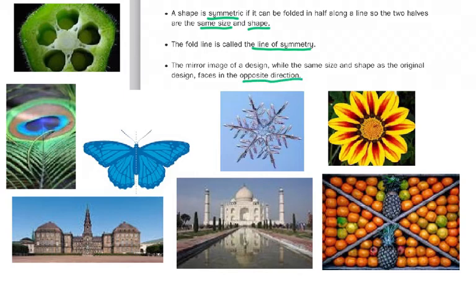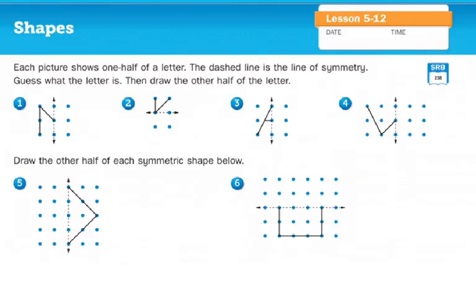So if you just look at nature or even in buildings around us, look at all of the different things that show symmetry. So if I were to fold this in half, those two sides would match up. If I were to fold that in half, fold this in half. Sometimes it might have more than one line of symmetry as well. So that's what we're going to be talking about today.